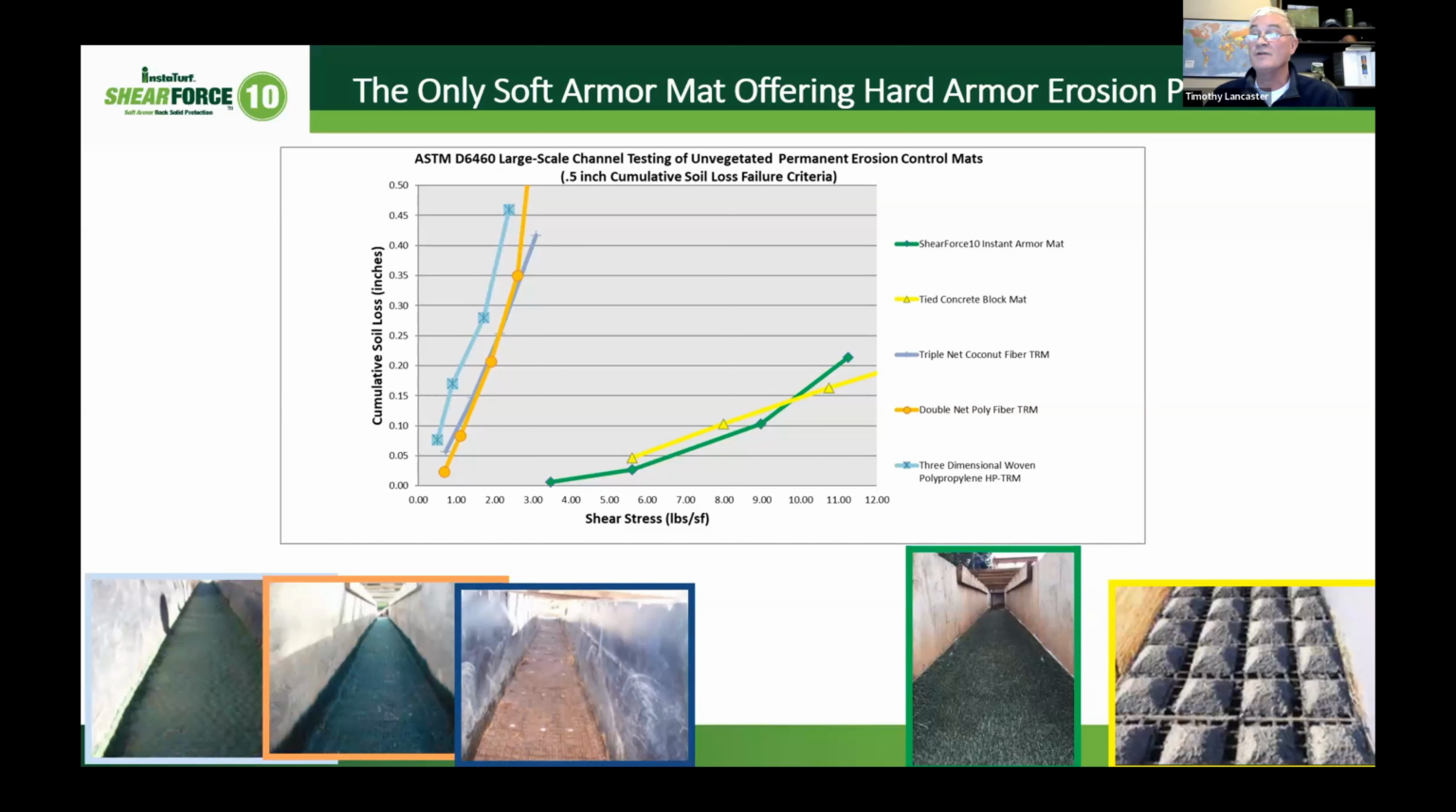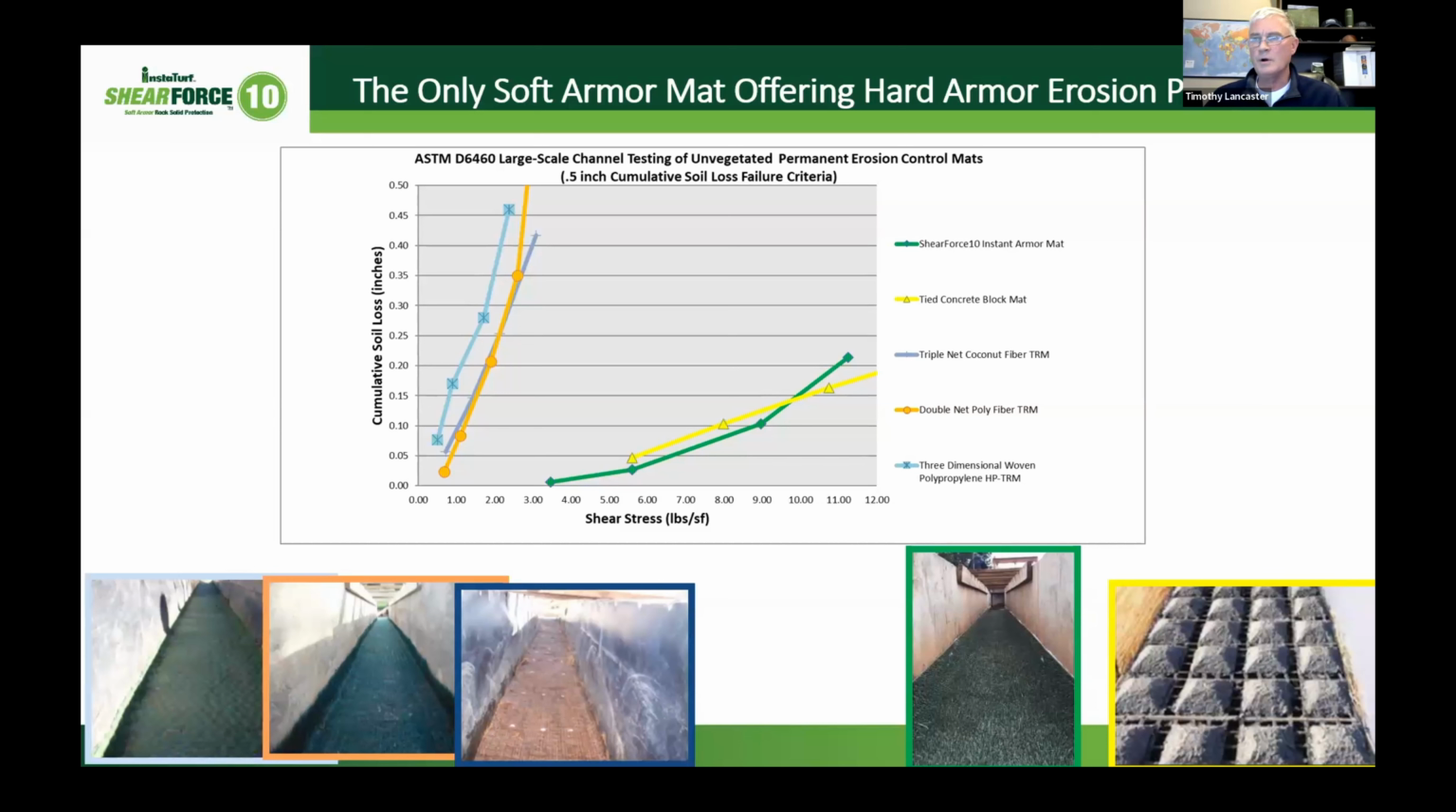When we did our test on our product, we actually ran on a 20% gradient to develop some pretty high velocities and shear stresses. If you compare the results of this product versus conventional TRMs, as well as a tied concrete block mat, in this graph we're looking at soil loss versus shear stress. And in the ASTM protocol, a half-inch of soil loss is considered failure.